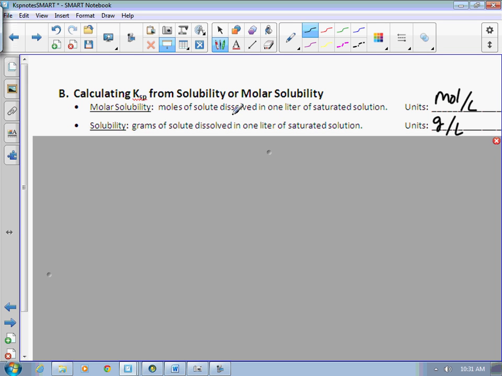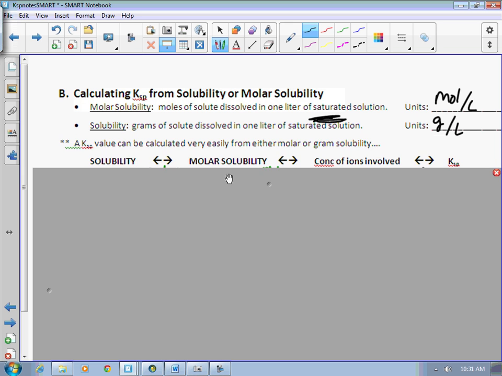So a little terminology: molar solubility is the moles of solute, or moles of stuff, that actually dissolve in a liter of saturated solution. Saturated is code for at equilibrium. So that would be moles per liter. Often if you just see the term solubility, that's actually grams of solute dissolved in 1 liter of saturated solution. That would be grams of stuff per liter. Hopefully, I'll be pretty clear about which one I want. Pretty easy to convert from one to the other.